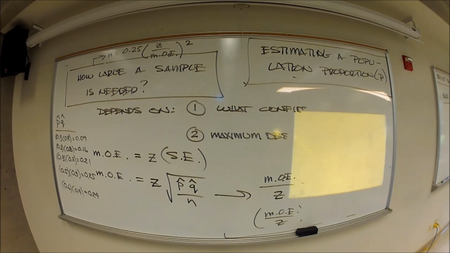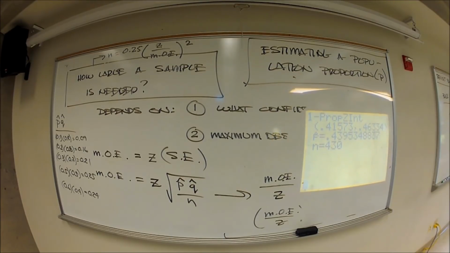So let's calculate it. I'm going to do what's inside the parentheses first, 2 divided by 0.03, and then I'm going to square that, and then multiply that by 0.25. So go out and get roughly that many coin spins. That'll get you no more than a 3% margin of error. It might actually be less than a 3% margin of error.